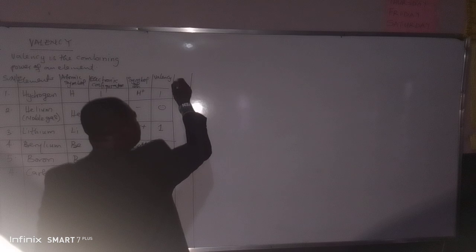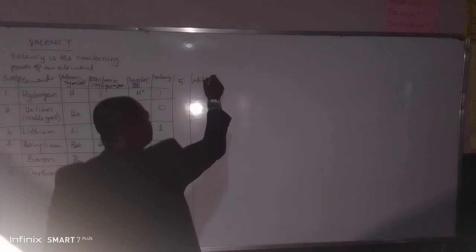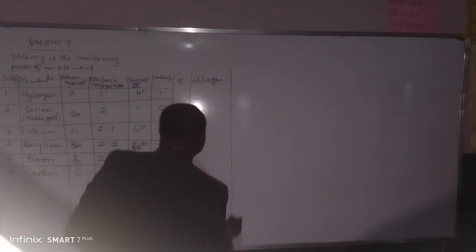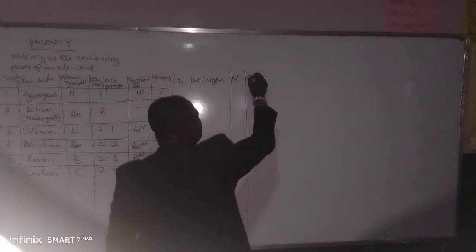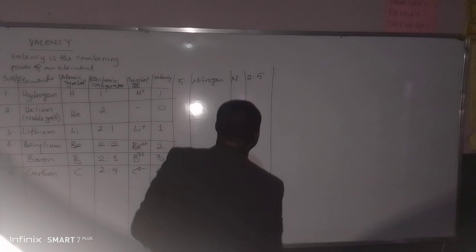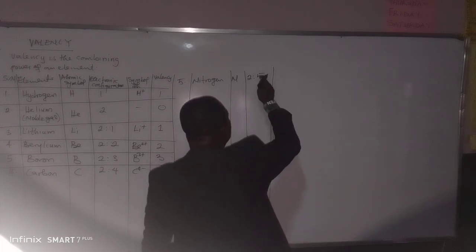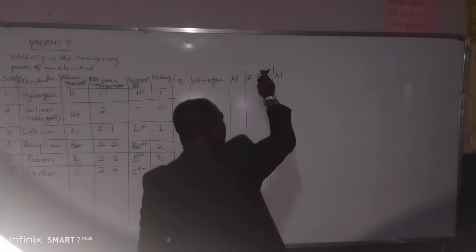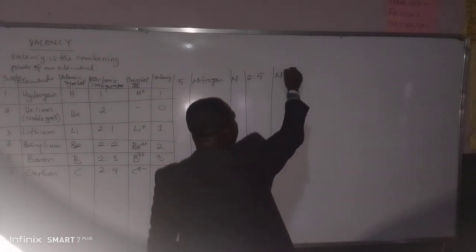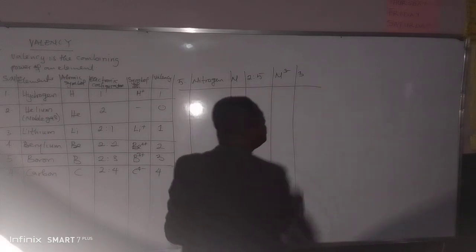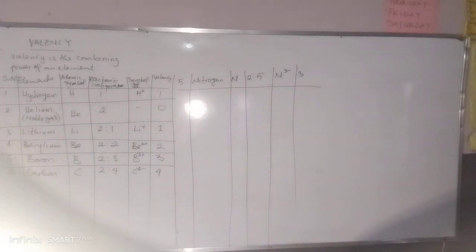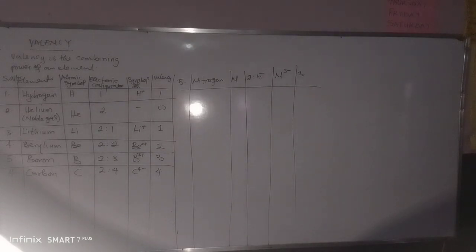Then number 7 is nitrogen. Nitrogen, N, the configuration is 2, 5. Then for the symbol of the ion, you cannot lose this 5. But it will borrow 3 to add to this 5 to make 8. Then you have N3 minus, and the valency is 3. So when you remove the charge, the oxidation number, what you are left with is the valency.